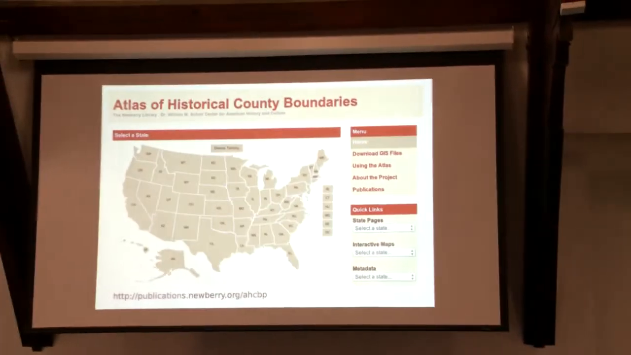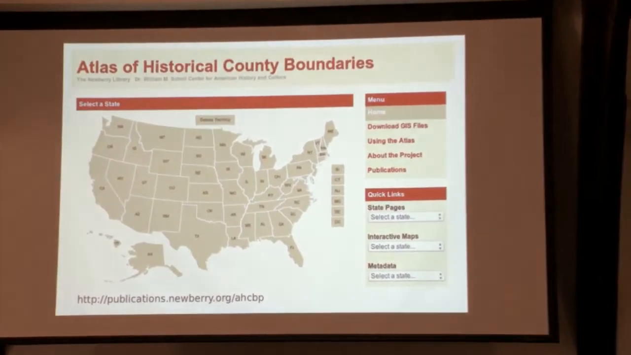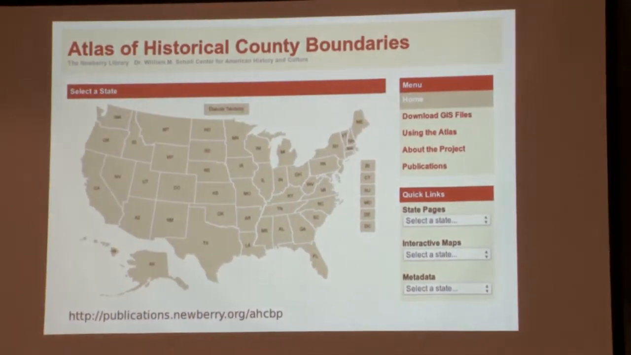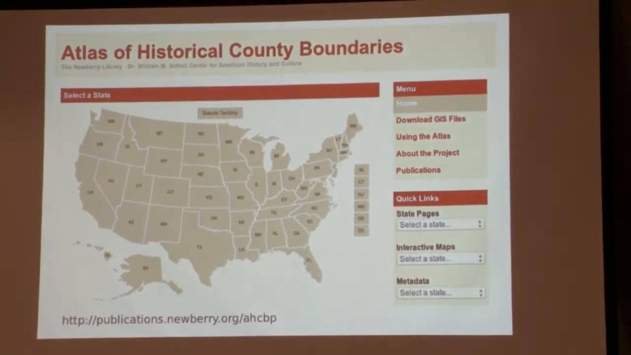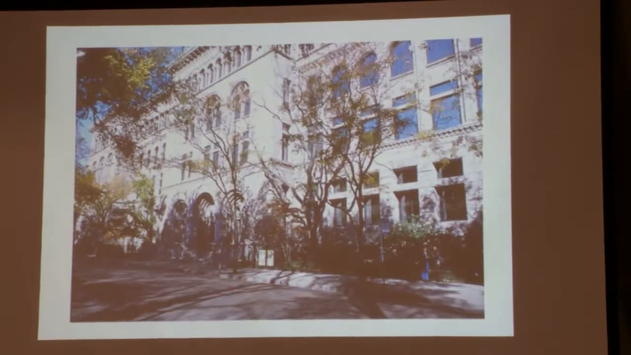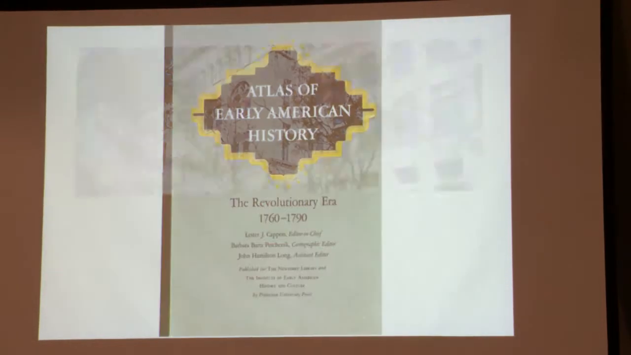That slide was borrowed from John Long, who's the editor of the Atlas of Historical County Boundaries. This was a project of the Newberry Library that completed in 2010. It took 20 years. It documents every change in counties in the United States from the 1630s to the year 2000, state by state. I worked at the Newberry for 15 years until recently, and was just down the hall from John and his colleagues for many years. There's the Newberry.